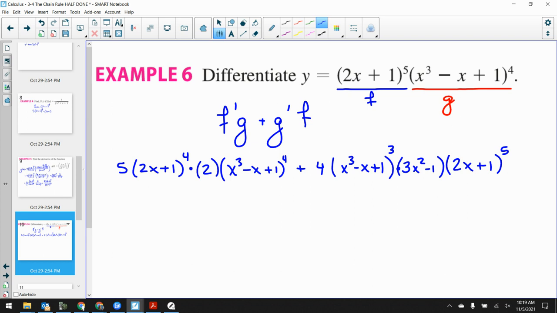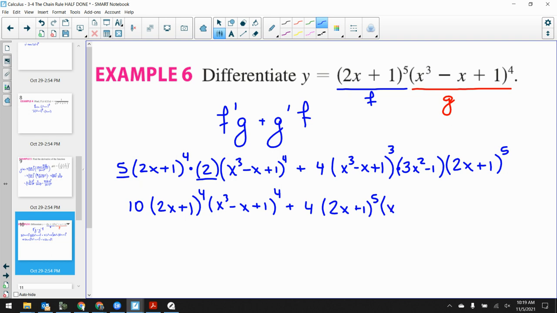Okay. There's just a couple things that we could do. We could take the 5 and the 2 and multiply them together to make a 10. And we got 2x plus 1 to the fourth, x to the third minus x plus 1 to the fourth. And then, there's nothing to multiply here. This just stays the same. 4, and then, because this came first over here, 2x plus 1 to the fifth, and then we'll put the x to the third minus x plus 1 to the third, and then we'll tack on this 3x squared minus 1 at the end.